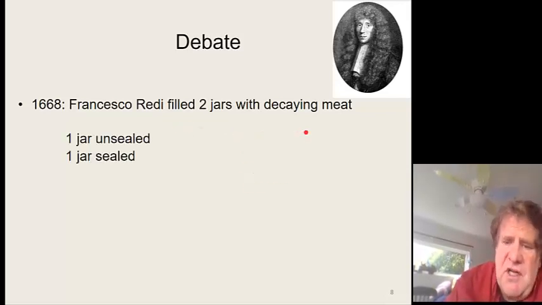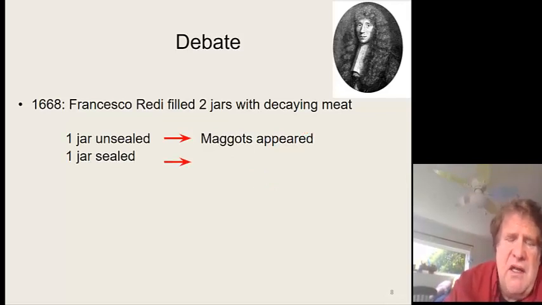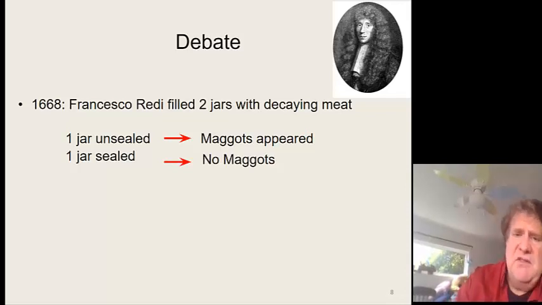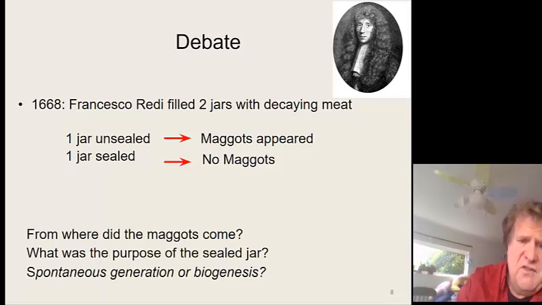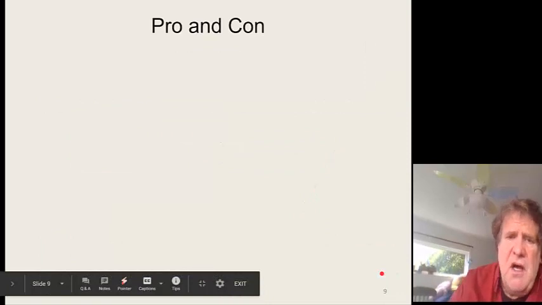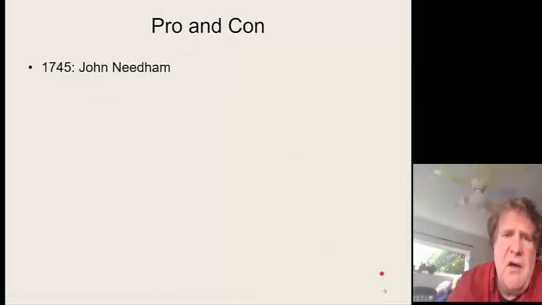Redi filled two jars with decaying meat; one jar was unsealed and one jar was sealed. In the unsealed jar, maggots appeared, and in the other jar there were no maggots. It doesn't mean that the meat was preserved. It still rotted, but the life wasn't there. So where did the maggots come from? What was the purpose of sealing the jar? We'll have a talk about this.